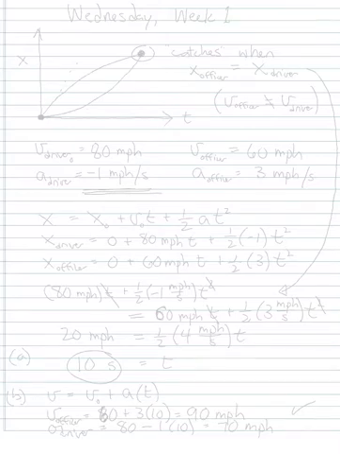Okay, so this is my solution for Wednesday of week 1. And this problem was about a speeder on a highway and a highway patrol officer. So the idea is that the speeder was originally traveling at a very fast rate of speed and passed the officer who was driving with traffic.